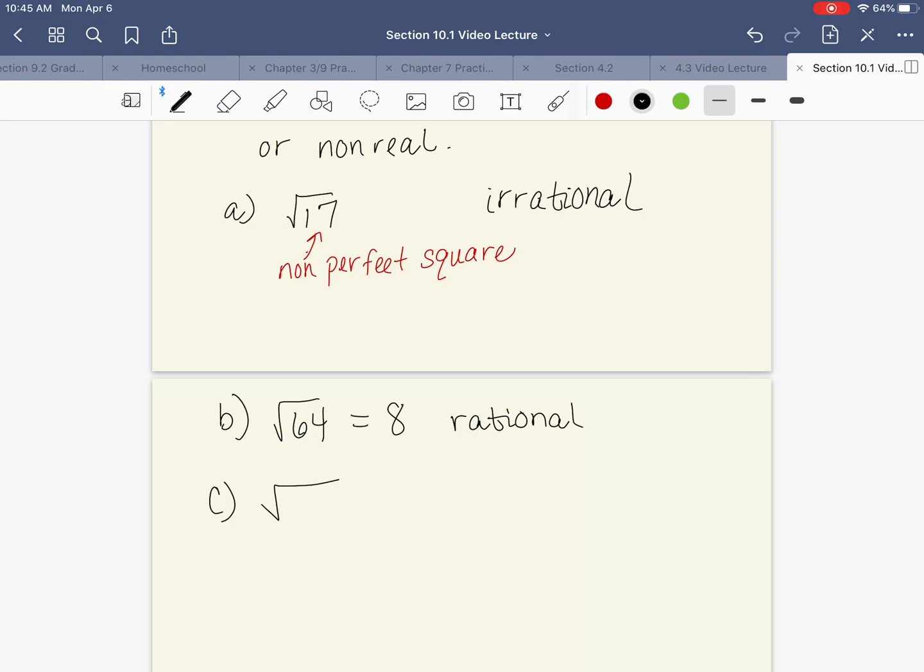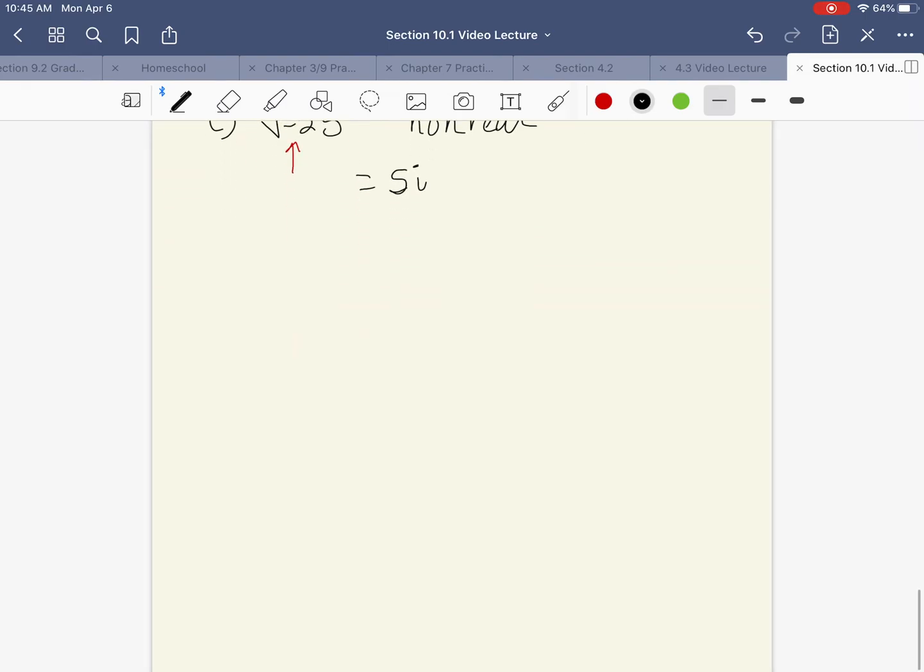The square root of negative 25. My index is even because this is a square root. So this one would be what? Sorry, let me write here. Even index with a negative under the radical. That would make this non-real. And what does it equal? It equals 5i. It didn't ask you to say what it equals, but just so you'll know.